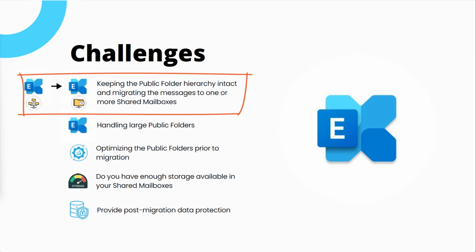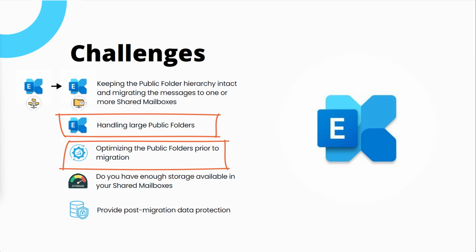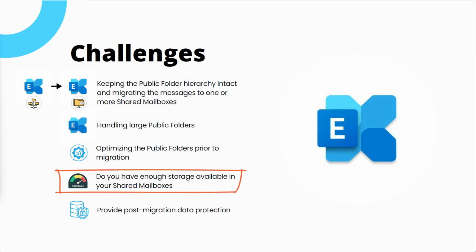their shared mailbox destinations. Then there's size. You'll want to identify your largest public folders, the ones with the thousands of messages or hefty data volumes, and determine whether they need to be reduced or split for a smoother migration. Space is another key factor. Shared mailboxes come with 50 gigabytes free, but you can license them to double that to 100 gigabytes. And if you need even more room, adding an archive mailbox pushes your capacity up to 200 gigabytes.